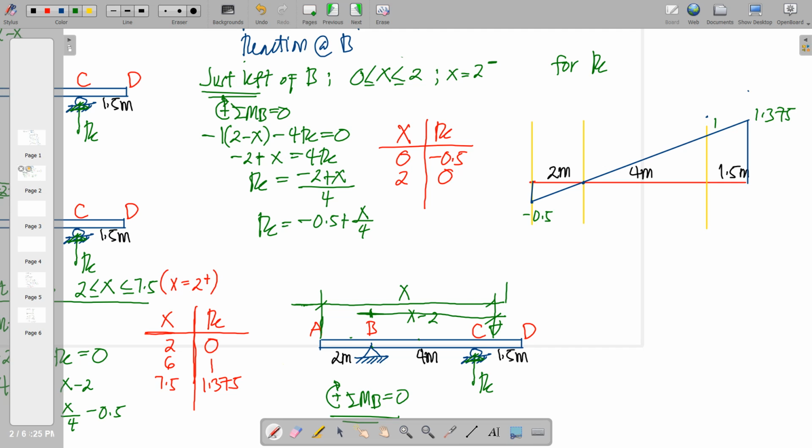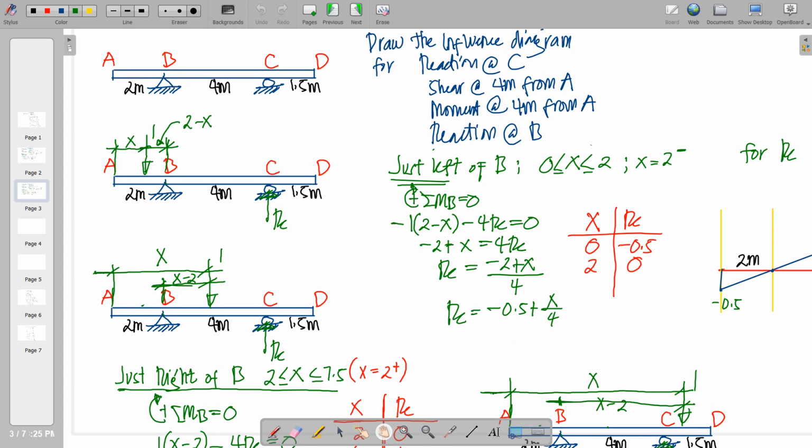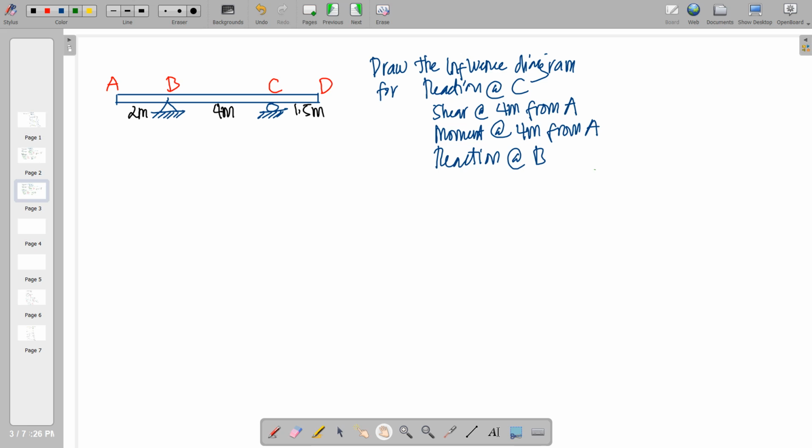Okay, so let us proceed to the shear 4 meters from A. As a matter of solution, we need to locate that point wherein the shear is 4 meters from A. So this is actually the distance.